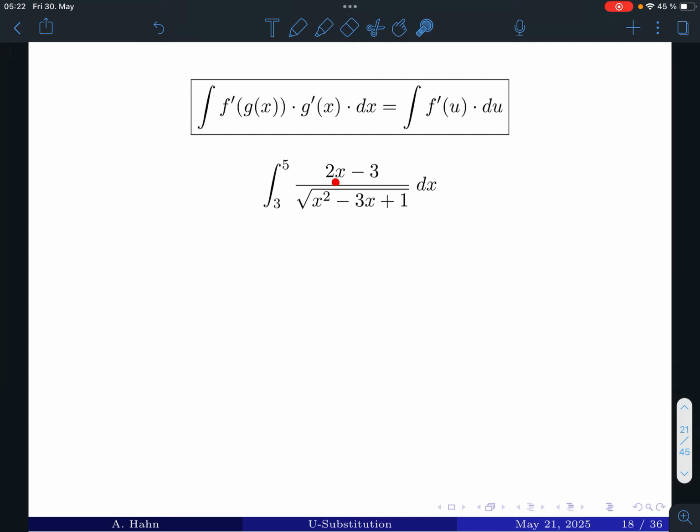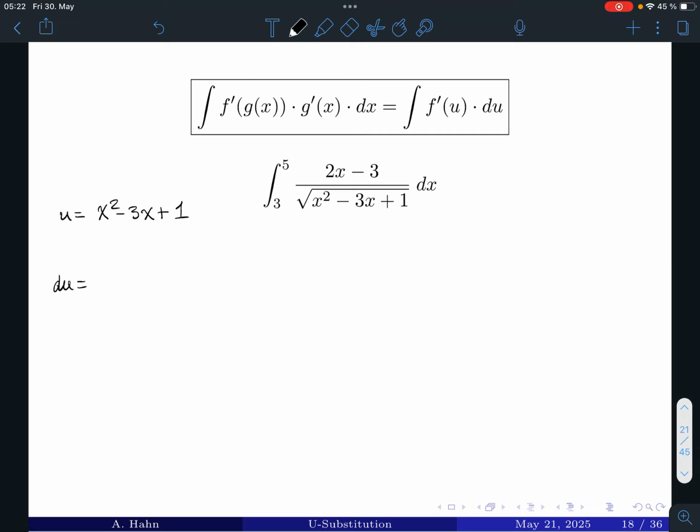else. Looking at this integral right here, we can see that this x squared minus 3x plus 1 is on the inside of a square root. That's one indication that that's going to be our composite function. Another indication is that we want the derivative of x squared minus 3x plus 1 multiplied somewhere else in the problem. The derivative of x squared minus 3x plus 1 is 2x minus 3. So that's a really strong indication that that is right.